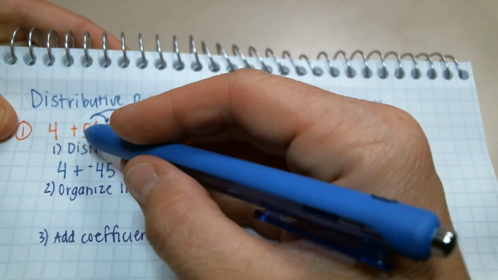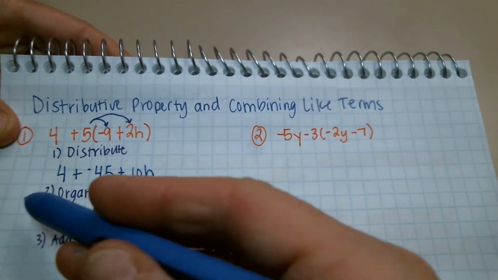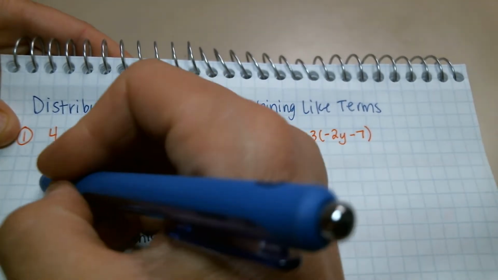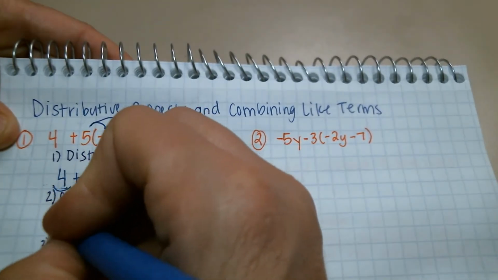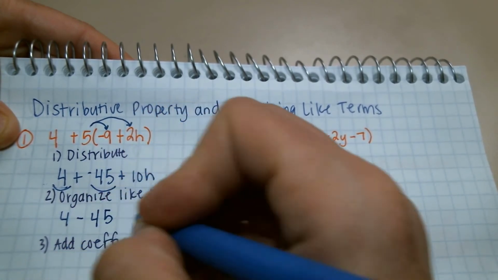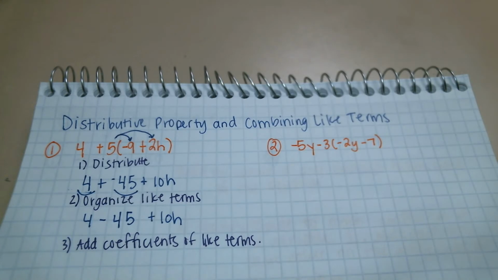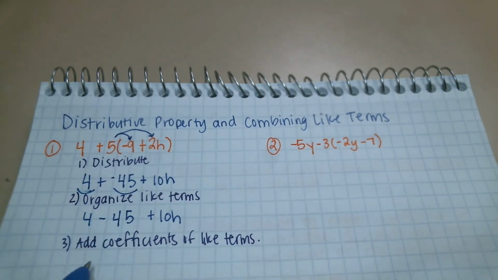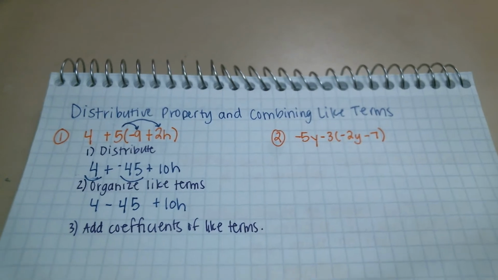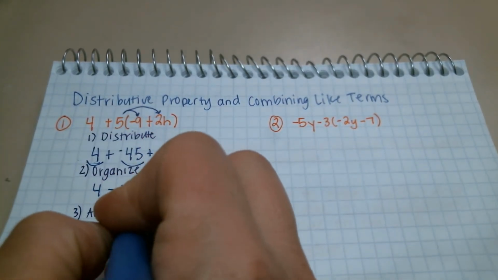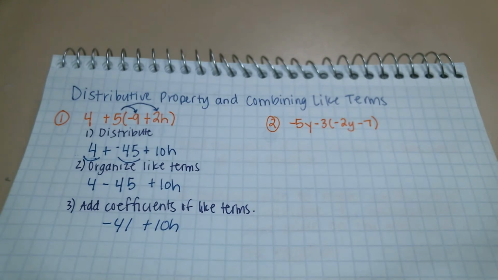And remember, we're multiplying the coefficients times 5. So that would be 10h. Organize your like terms. Well, they're already organized because I have a constant 4, a constant negative 45, and 10h does not have a like term. I am going to rewrite that plus negative 45 as just minus 45, and then plus 10h, and then add coefficients. Well, constants are not coefficients. They're just numbers that we actually know. So I'm going to combine 4 minus 45. Now remember, this is negative 45. So 4 minus 45 is negative 41. And we didn't combine 10h with anything, so it's still just plus 10h. And there's our solution for the first one.